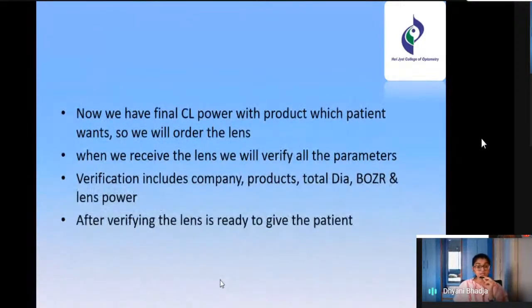Now, we have the final contact lens power, which product the patient wants to buy. So we will order the lens. Once we get the order, we have to verify it, because verification comes first before handing it to the patient. Verification includes company products, total diameter, UZR, and lens power. Lens power we can verify by using a lensometer. So after verifying, the lens is ready to give to the patient.